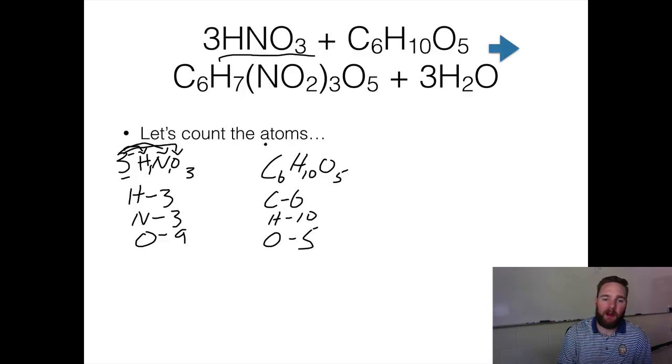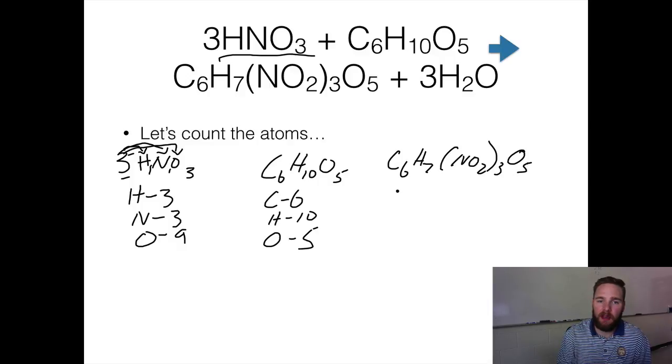C6H10O5. I don't have any coefficients, I just have subscripts, so I have 6 carbon, I have 10 hydrogens, and I have 5 oxygens. Let's look at the other side of the arrow, the bottom. I have C6H7, and here's our parentheses that always give us a little bit of fright, NO2 with a subscript 3, and O5. Okay, let's start with carbon. Easy, I just have 6 of them, no coefficient there. Hydrogen, I have 7 of them, that's pretty easy.